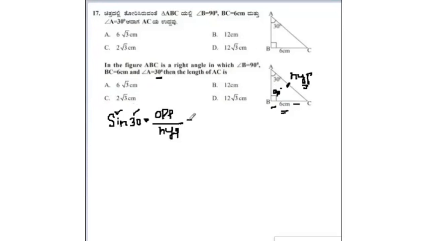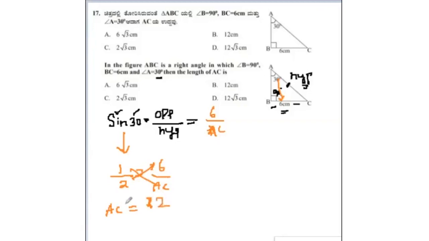So sine 30 is equal to opposite by hypotenuse, which is nothing but 6 by AC. Opposite to 30 is 6, which is given in the question, and the hypotenuse I don't know, I'm just writing it as AC. We all know that sine 30 value is 1 by 2, which is nothing but 6 by AC. Whenever a fraction is equated, you have to do cross multiplication. AC times 1 is AC, 2 times 6 is 12. So the value of AC or hypotenuse is 12 centimeters. Correct option here is B.